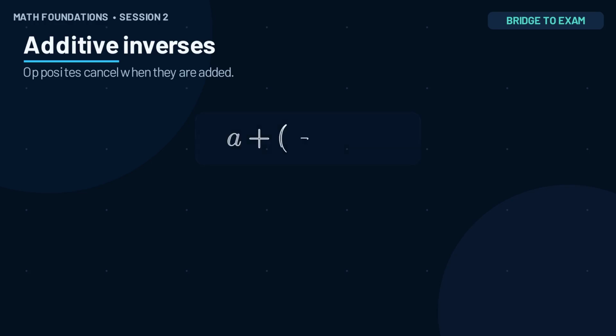Opposites are also called additive inverses because their sum is 0. The general rule is A plus negative A equals 0.